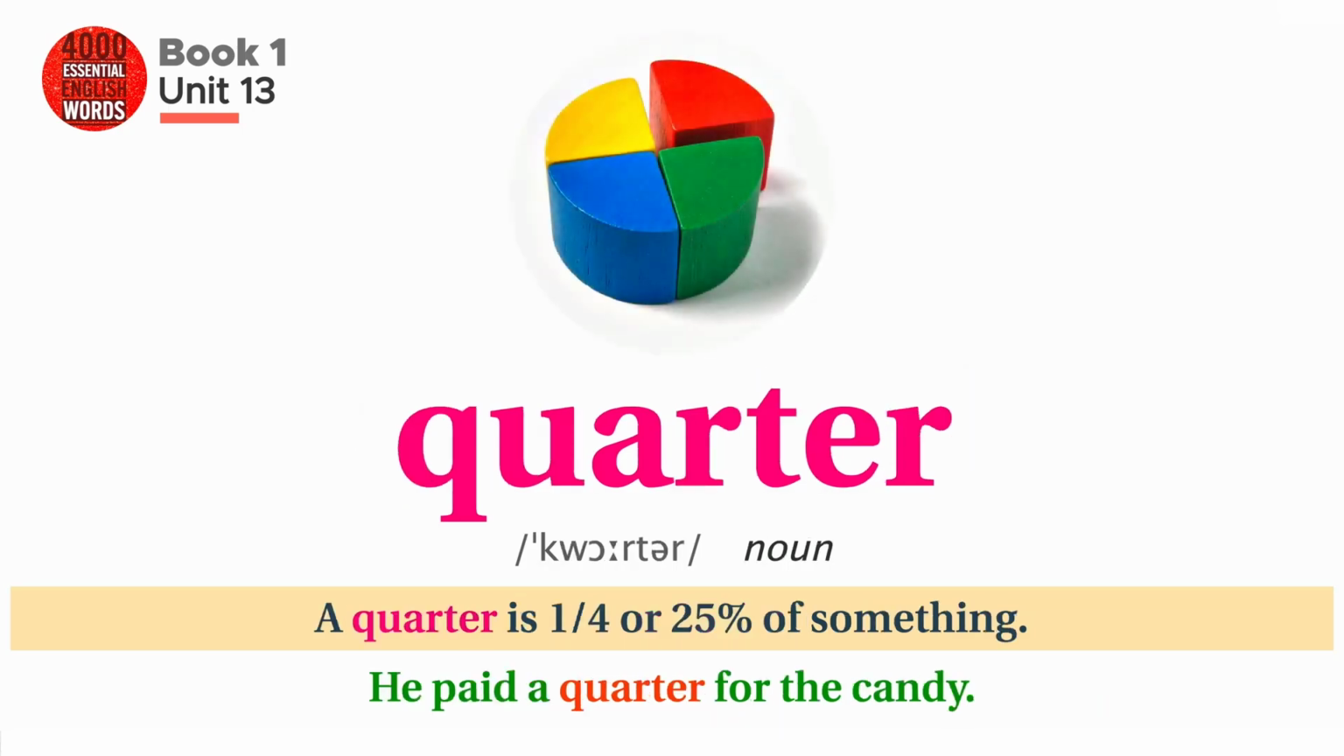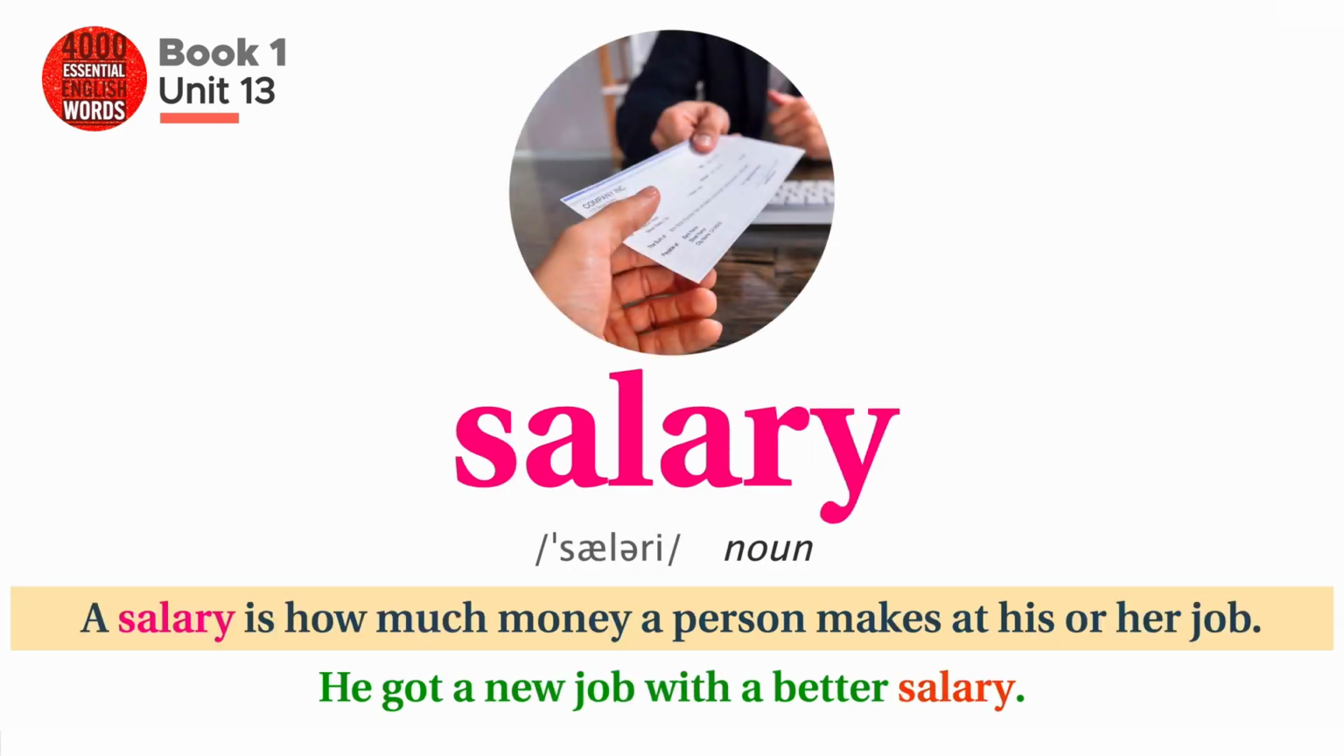Quarter. A quarter is 1/4 or 25% of something. He paid a quarter for the candy. Salary. A salary is how much money a person makes at his or her job. He got a new job with a better salary.